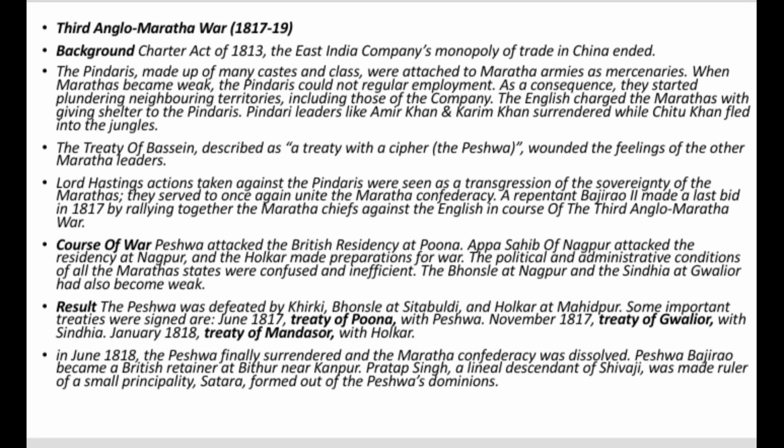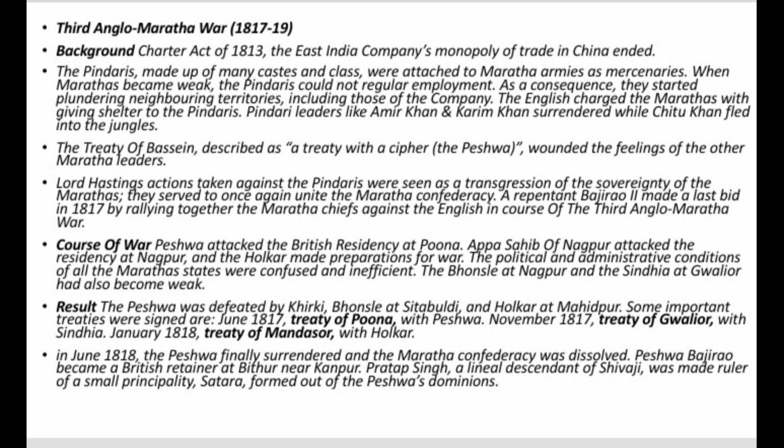The Treaty of Bassein, described as a treaty with the Peshwa, wounded the feelings of the other Maratha leaders, and the Peshwa saw the treaty as an absolute surrender of independence. Lord Hastings' actions against the Pindaris were seen as a transgression of the sovereignty of the Marathas, and they served to once again unite the Maratha Confederacy. Peshwa Bajirao II made the last bid in 1817 by rallying together the Maratha chiefs against the English in the course of the Third Anglo-Maratha War.